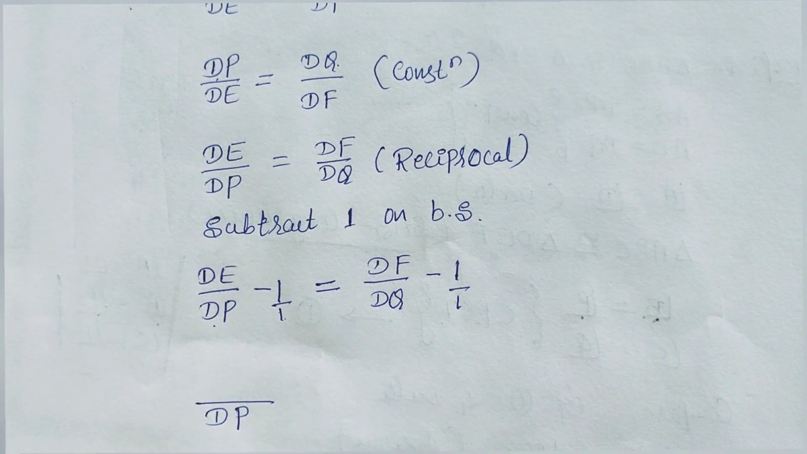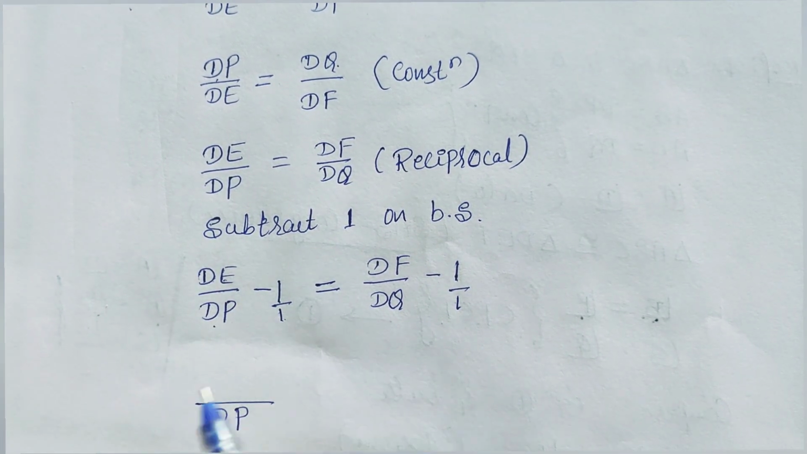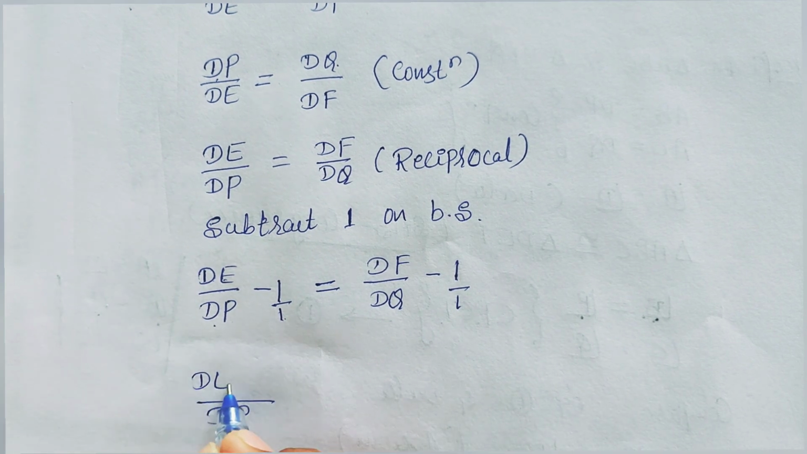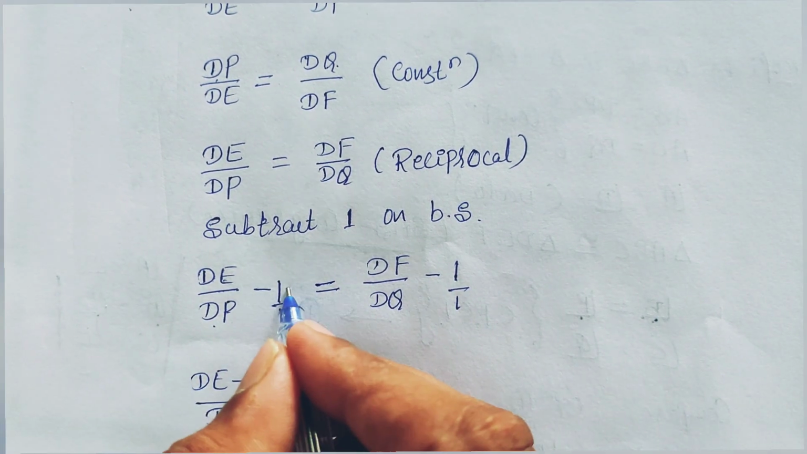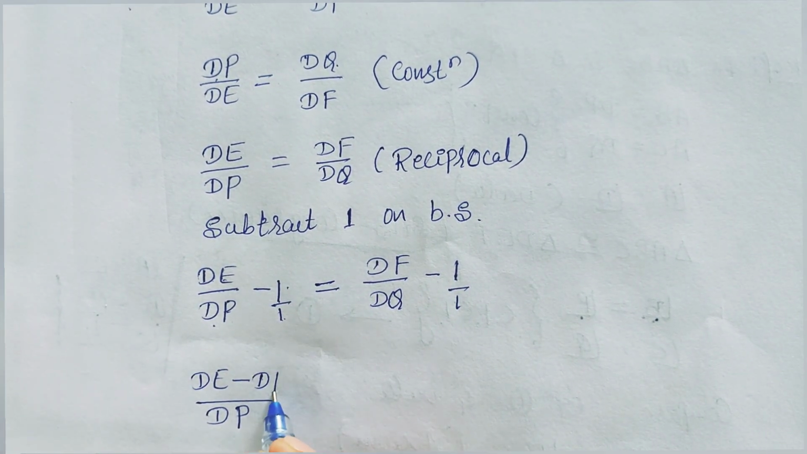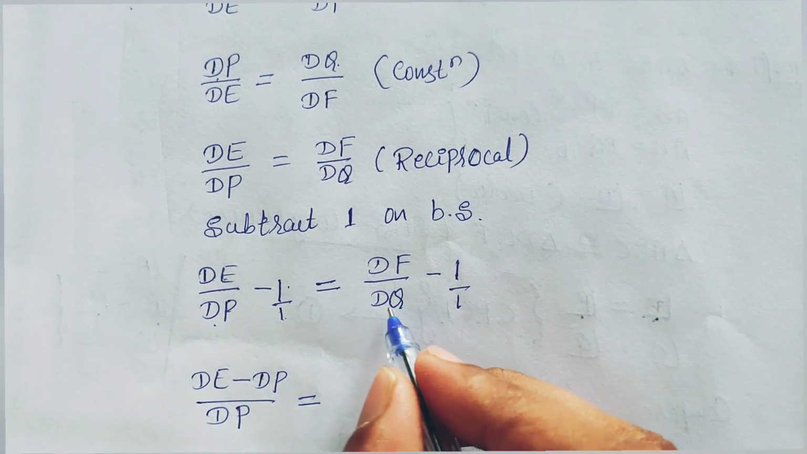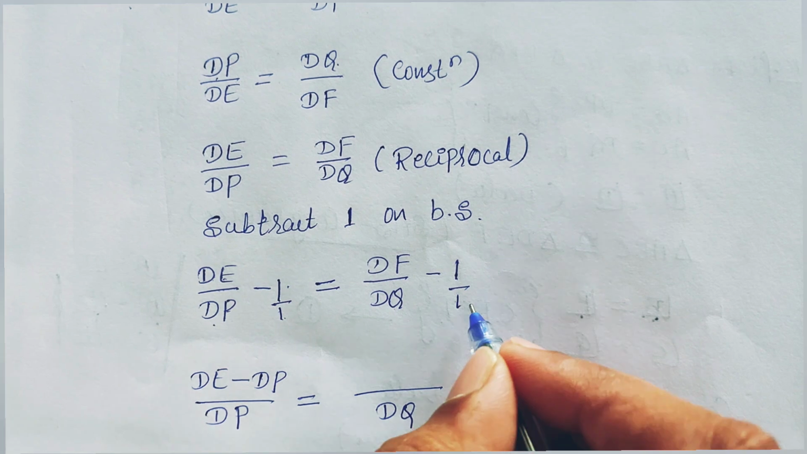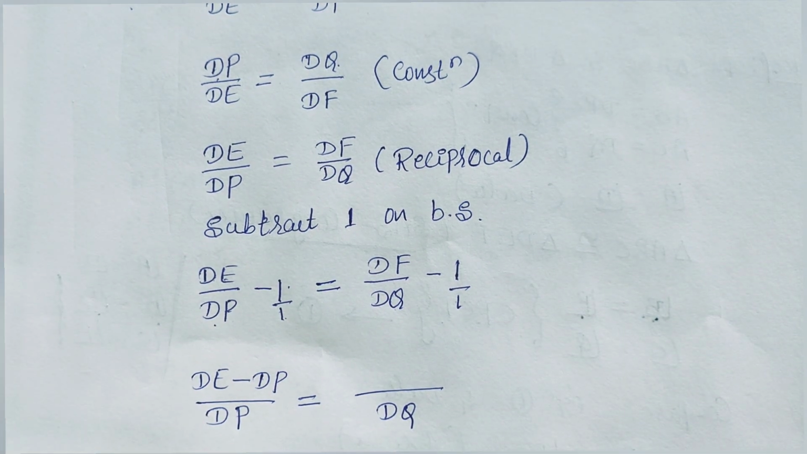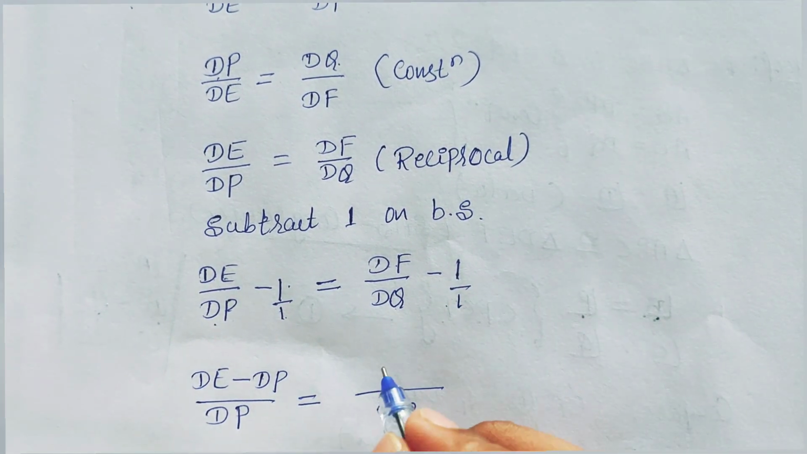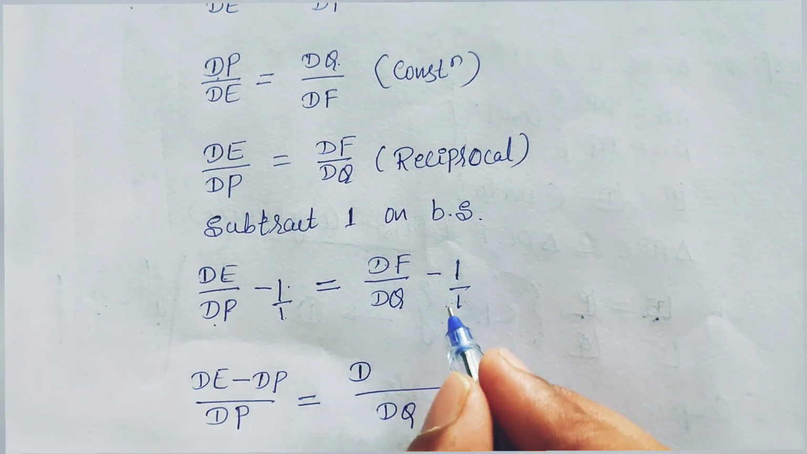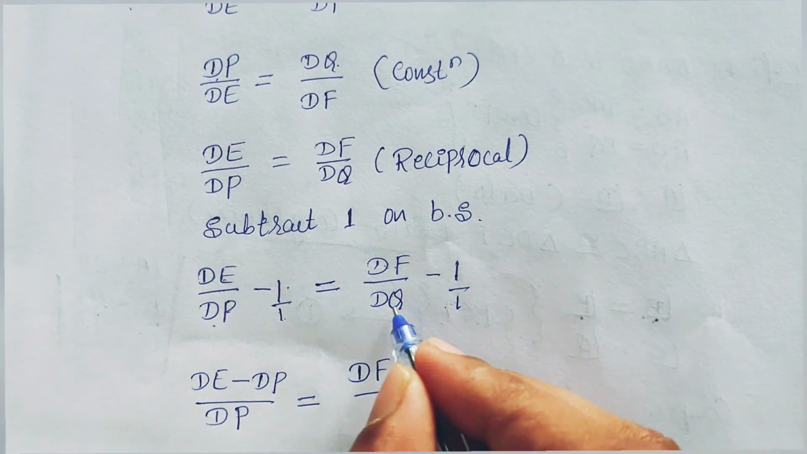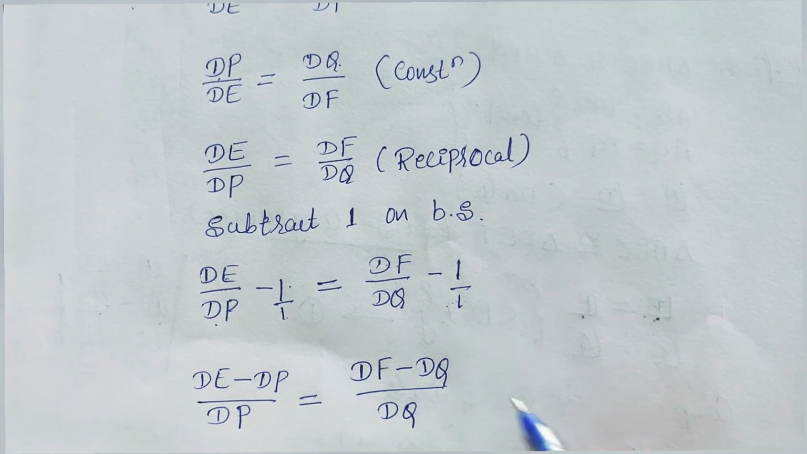So by taking cross multiplication, DE into 1 is DE, minus DP into 1 is DP, which is equal to, again take the LCM of these two, DQ and 1. The LCM of DQ and 1 is again DQ. So take the cross multiplication, DF into 1 is DF, minus DQ into 1 is DQ.